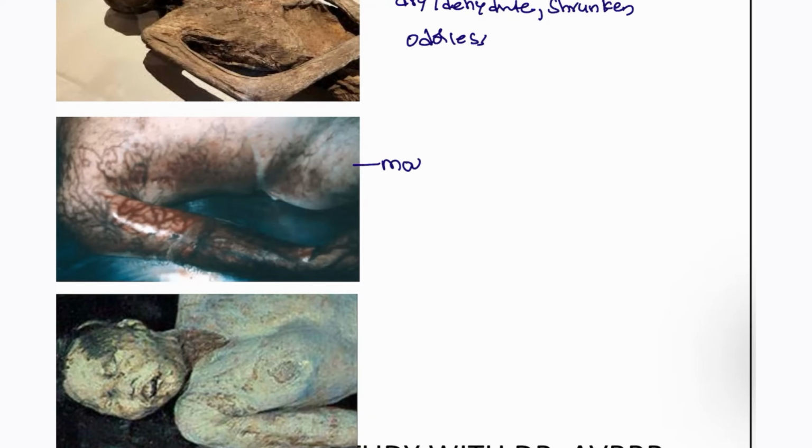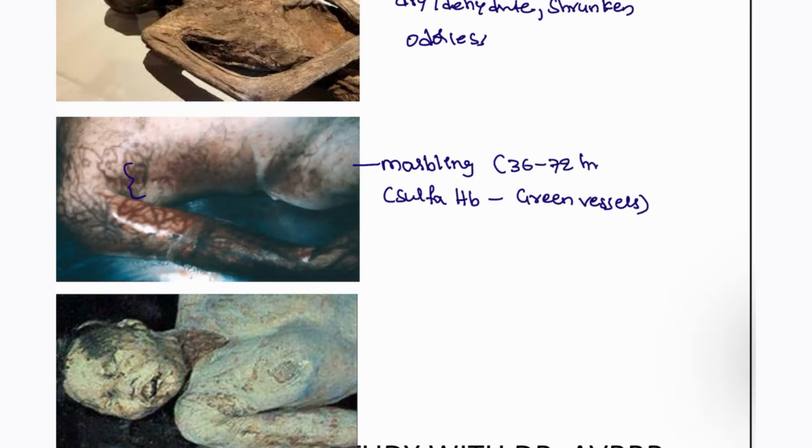Next here, this is the condition of marbling. This is due to sulfhemoglobin, which will be showing the green vessels. The visible vascularity is due to sulfhemoglobin. It sets in from 36 to 72 hours after death.